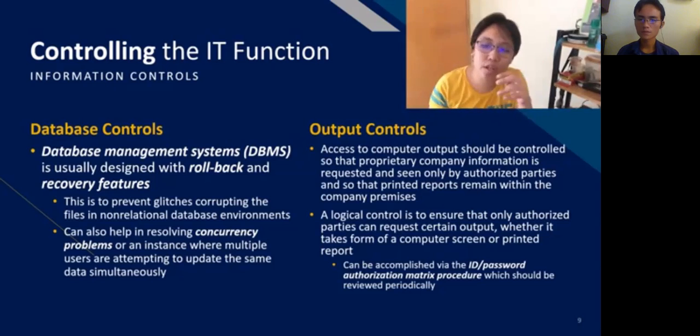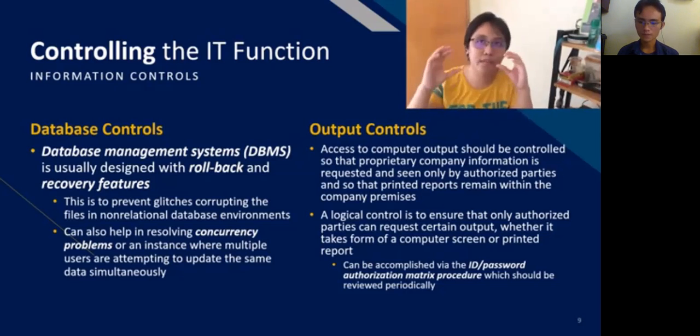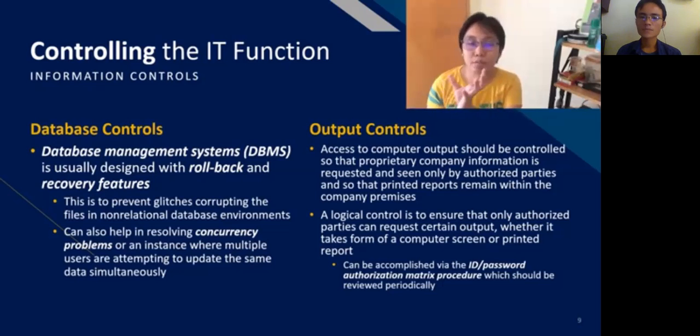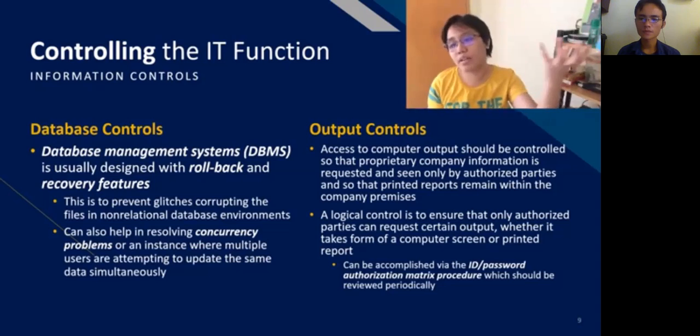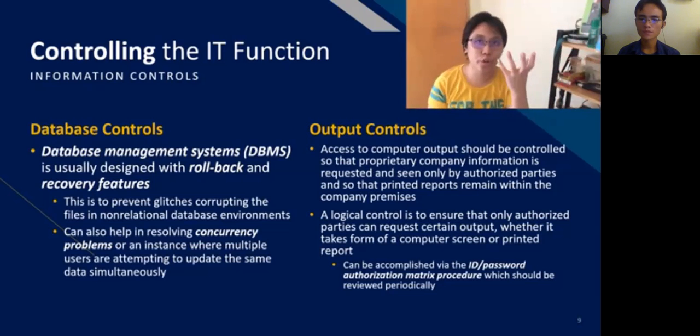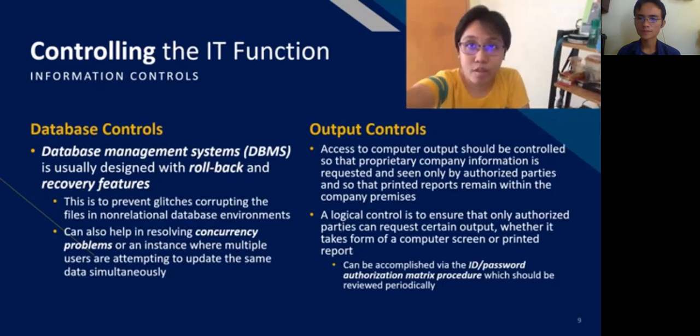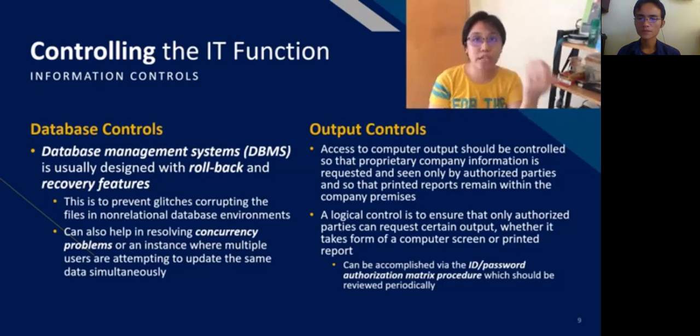So with physical vaulting, of course, you have to physically take out your computer storage. Let's say, for example, you have a disk. You have to take it out and then, of course, transport it to another offsite location where you can store your data.